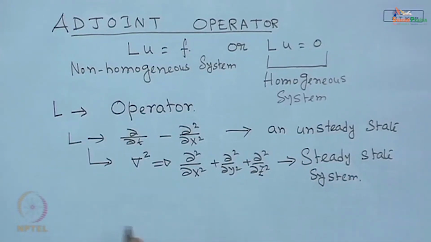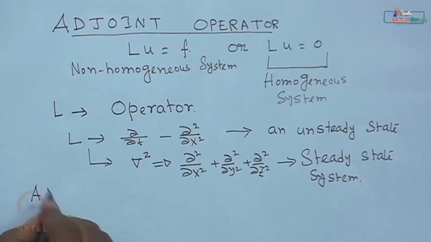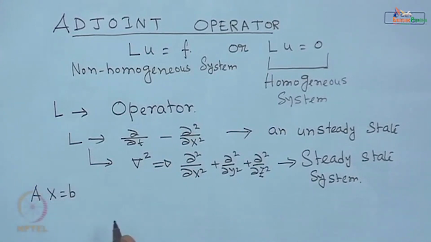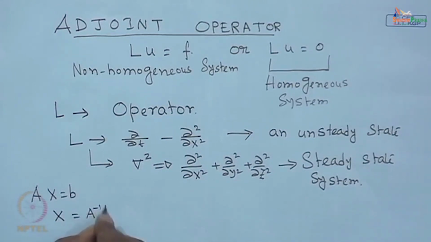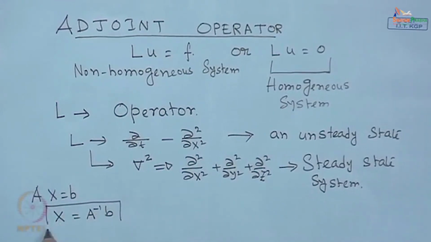Now, if you look into the matrix operation, I will just bring a corollary of matrix operation. A x is equal to b in a discrete domain. This is the matrix, so what is the solution to this system? X is the solution, a solution vector, A is the matrix, B is the non-homogeneous vector or coefficient vector. So, the solution is given as x is equal to A inverse B. So, we have to find out A inverse, matrix inverse, in order to get the solution vector.